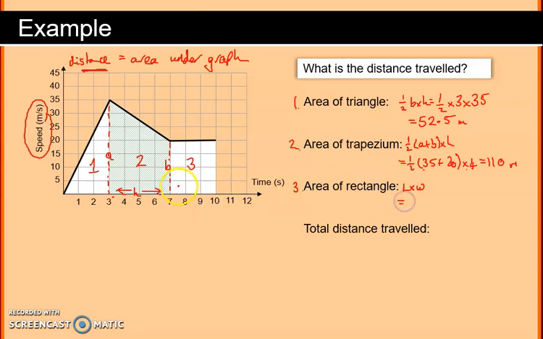So if you know your formulas for these things, it's a lot easier. It's 3 across, 20 up. Notice I didn't say it's 4 up. You have to use the units on the squares. So 3 times 20, that's 60 meters.